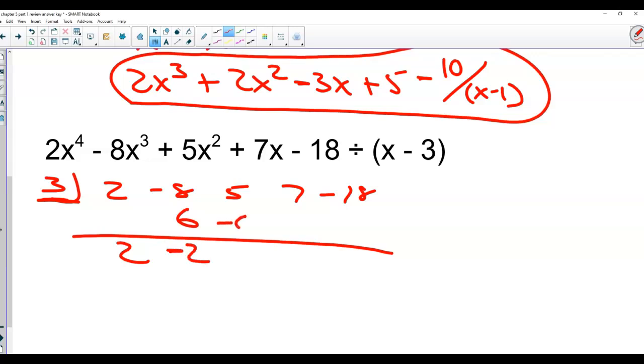Negative 2 times 3 is negative 6. 5 and negative 6 is negative 1. Negative 1 times 3 is negative 3. 7 and negative 3 is 4. 4 times 3 is 12. Negative 18 and 12 is negative 6.